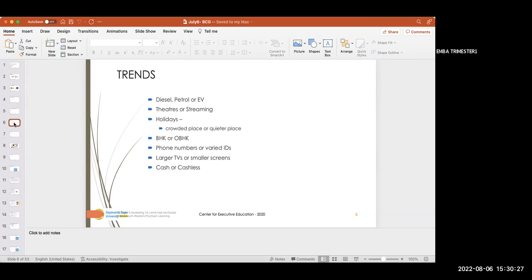Should you buy larger TVs or do you want to buy smaller screens? I was pretty impressed by the tablet that he was having. So what do you want to buy? Earlier, there used to be a living room where there used to be a TV. Now, the living room is the place where there is no TV, and every bedroom has a TV. The world has changed. Things have changed, and there is no better example than cash or cashless.